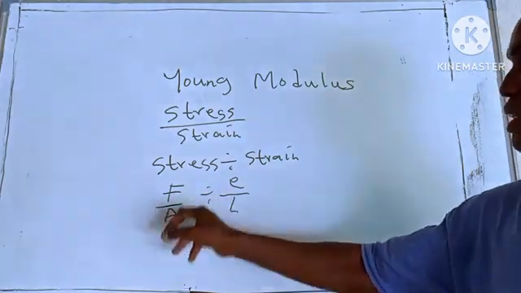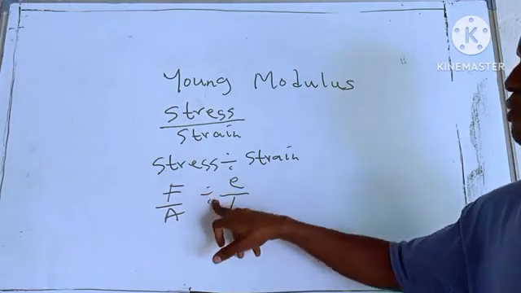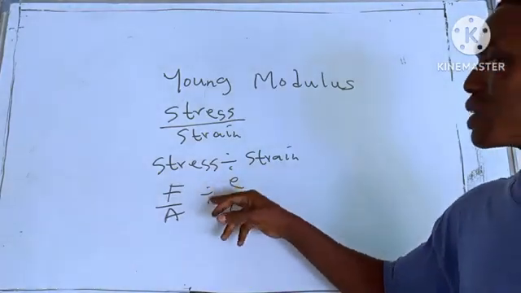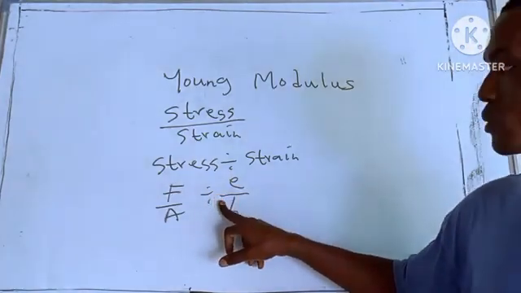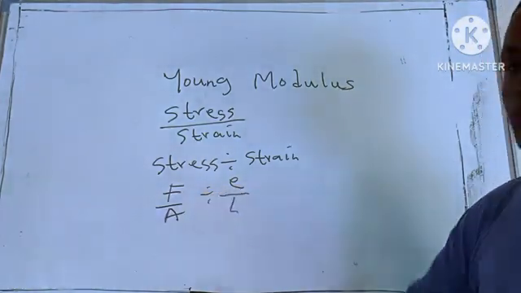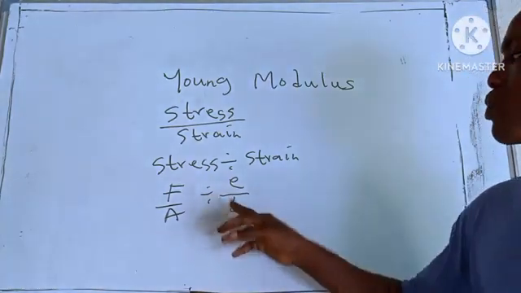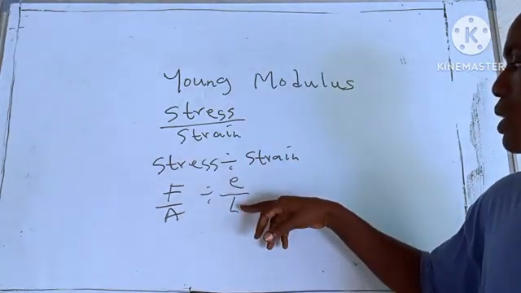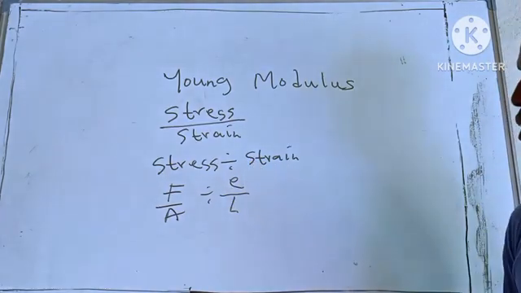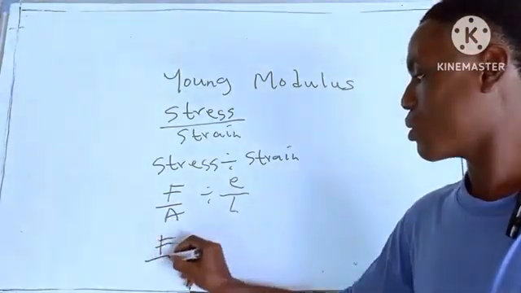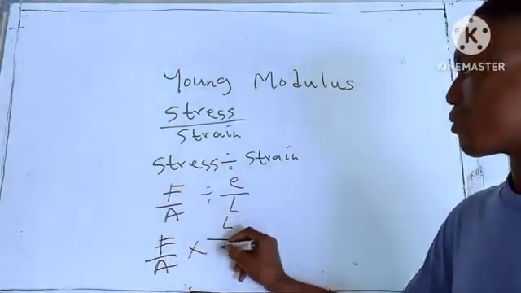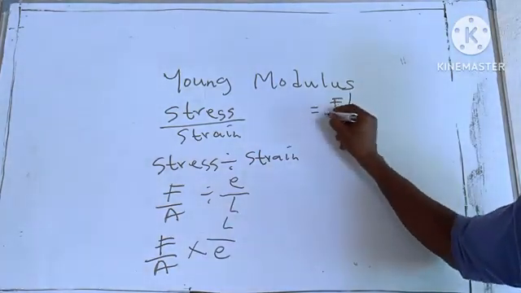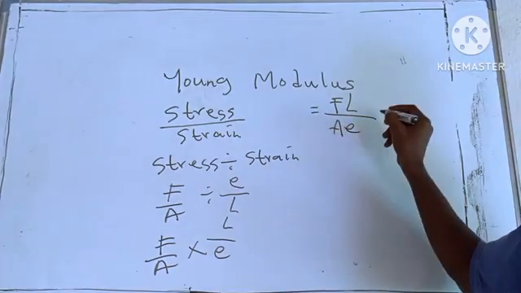So we have F all over A. F stands for force, while A stands for the area. Then divided by e, which stands for extension. It's still the same thing as length. We can't continue with the calculation without converting this operation. The middle is a division, right? So we have to convert from division to multiplication. For us to convert from this division to multiplication, we would exchange these two, bringing L upward and bringing e downward. So it will now be F all over A times L all over e. Are you getting it? So F times L will give us FL all over A times e, which will give us Ae.